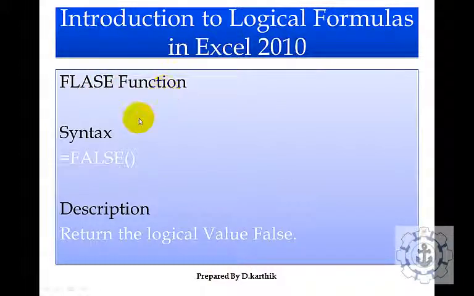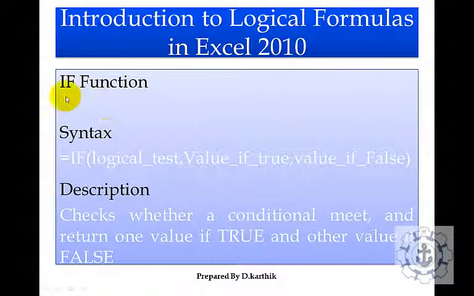Next comes the FALSE function. Syntax: equal to FALSE. Description: return the logical value false. Next comes the IF function. Syntax is equal to IF(logical_test, value_if_true, value_if_false). Here you give the logic. If the logic is true, this value will be retrieved. If the logic is false, this value will be retrieved. Description: check whether a condition is met. If the condition is met, it will return true, or else it will return false.